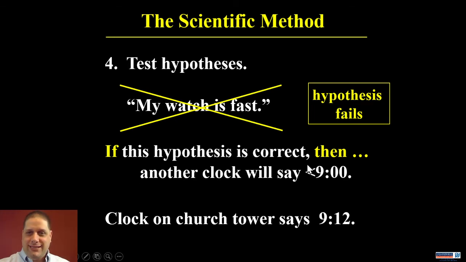We made an if-then statement, right? Something that follows from my hypothesis, and it's something that we can then verify, or rather check. And if our hypothesis implies something, and that something doesn't work out, then our hypothesis should be rejected, right? If this hypothesis is correct, then another clock will say that. If the clock doesn't say that, we can't keep that hypothesis anymore, right?